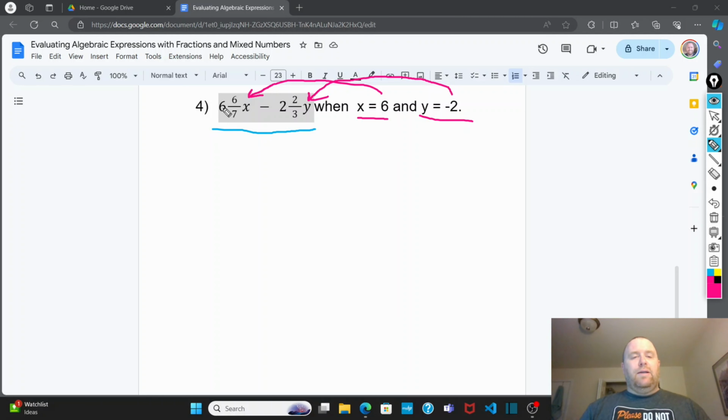We want to change these mixed numbers to improper fractions. So 7 times 6 is 42 plus 6 is 48 over 7. So I have 48 over 7 times our x value, which is 6 over 1, minus 3 times 2 is 6, plus 2 is 8, so minus 8/3, times negative 2 over 1.